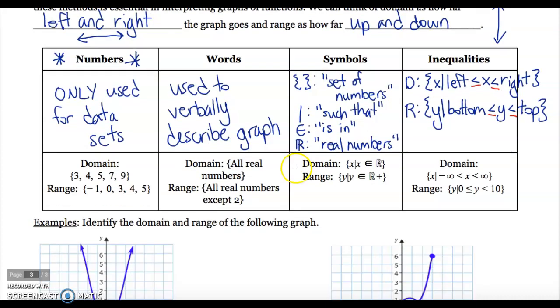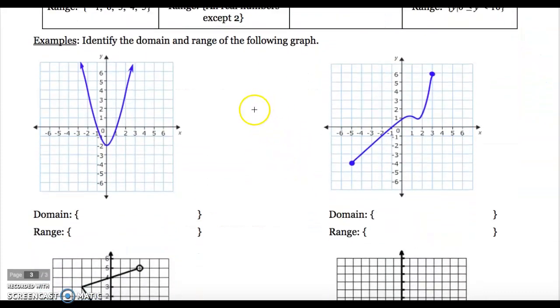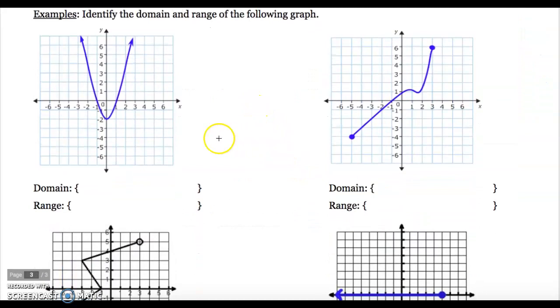All right, so let's go ahead and we'll look at some examples. In these examples, we're identifying the domain and range of each of the following graphs. So for your domain for this one, the first thing I'm going to look at is that my graph goes all the way. This arrow means I'm going to keep going this way. As my graph keeps going, I'm just going to keep going this way forever. There isn't going to be one number that I stop at.